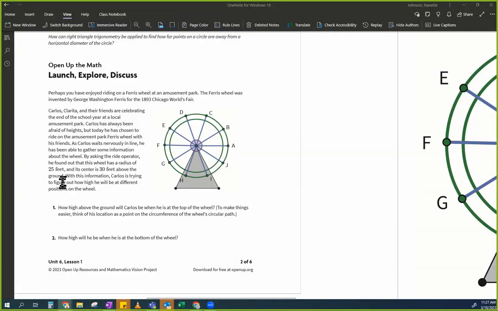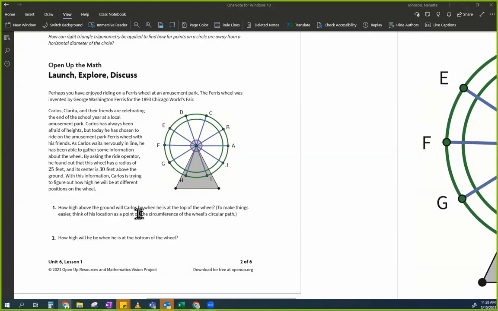Good. And its center is 30 feet above the ground. What's 30 feet above the ground? This center is 30 feet above the ground. Does everybody see that? Good, very good. 30 feet above the ground. With this information, Carlos is trying to figure out how high he will be at different points on the wheel.